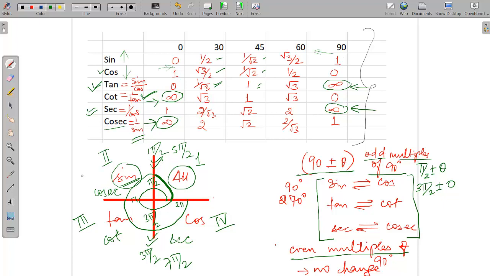So what do we call even multiples of 90? Even multiples of 90 will be at this point and at this point. So this will be 2 pi by 2, that is pi, then 2 pi, and again if you see, this is 4 pi by 2, so this becomes 2 pi. Again 6 pi by 2 means 3 pi. Whatever comes at this point or at this point, they will not change the function. So let's see some examples, then this point will be clear for you.